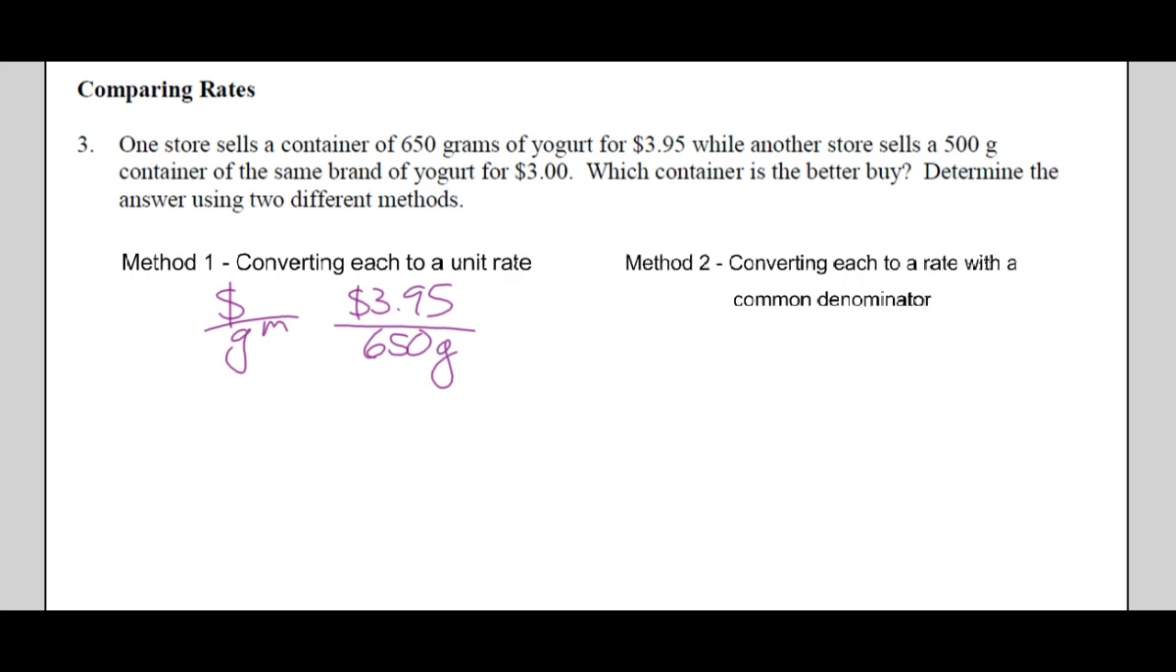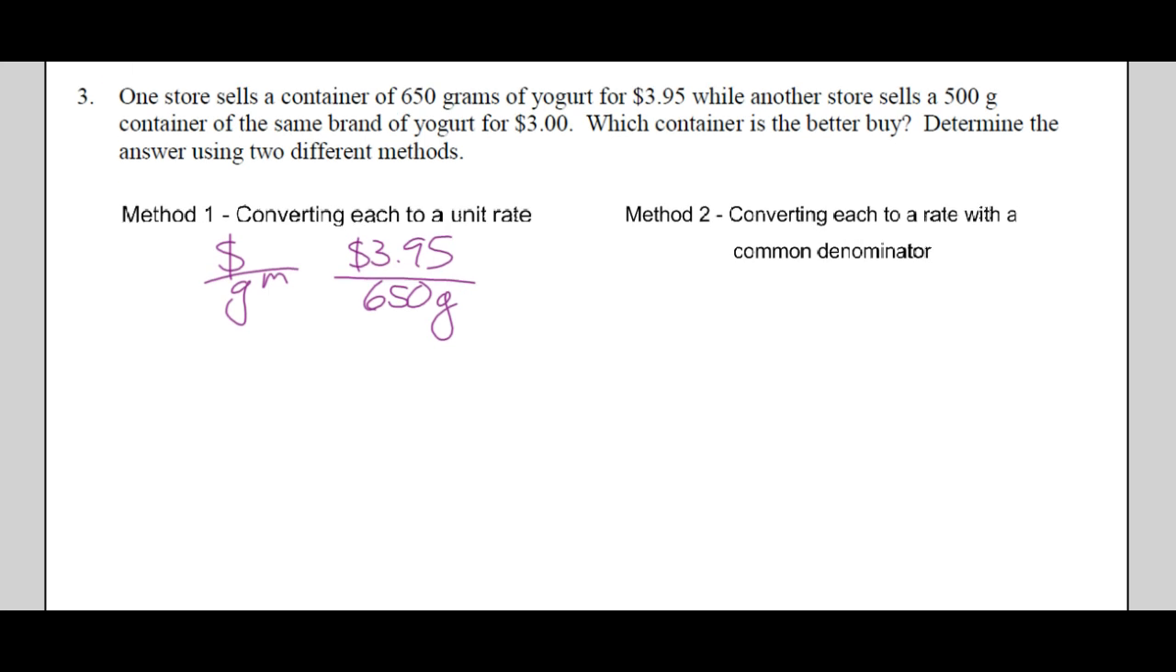Okay, so how do we get $3.95 for 650 grams into a unit rate? What do we do? Divide both by 650. Okay, divide both by 650, right? Okay, so what does that work out to?